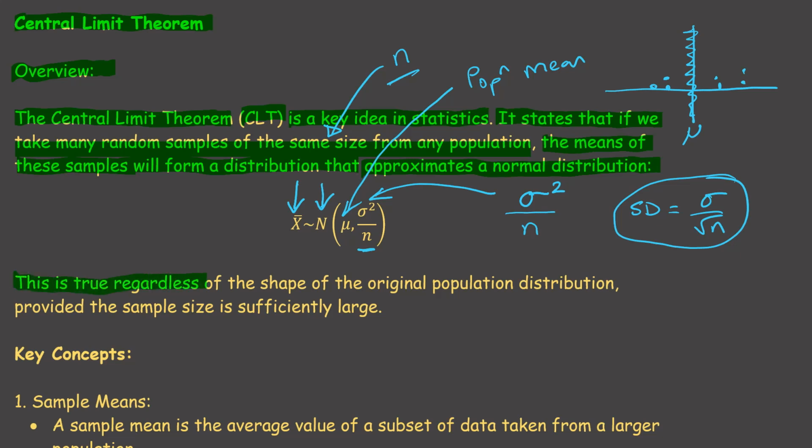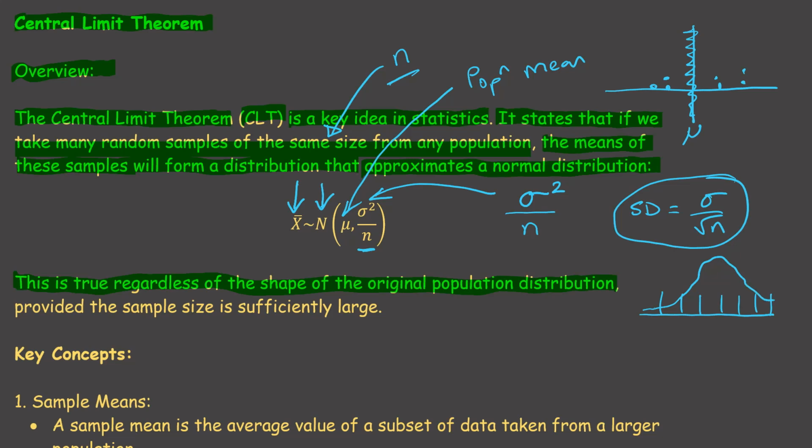This is true regardless of the shape of the original population distribution. We looked at this in the investigation. We started off with a discrete uniform distribution. It went from 1 to 10, and we took samples and we took means of those, and we found that it did start to approximate a normal.